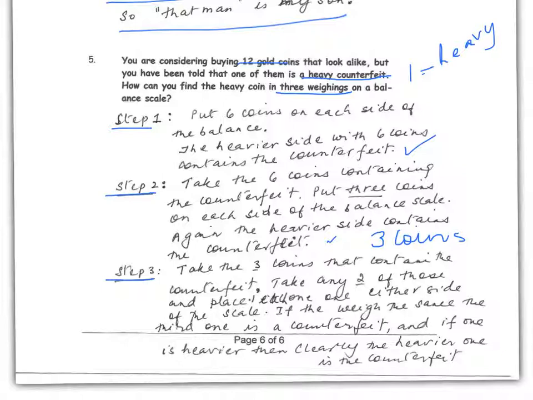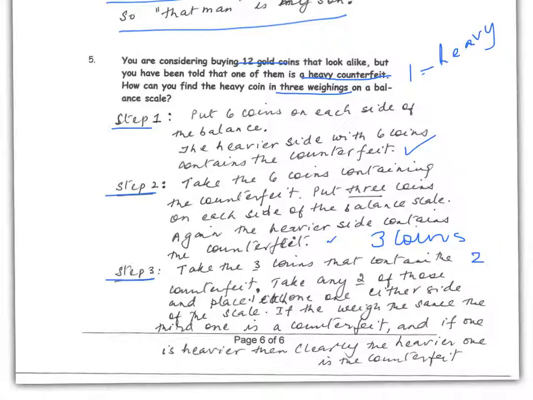Now we have 3 coins. We cannot divide it into two groups of equal number of coins. So we just take any 2 coins out of these 3. Place the 2 coins on either side, that is, one on each side of the balance. And if the scales tip to one side, then we know that the coin on that side would have to be the counterfeit. That's one possibility.